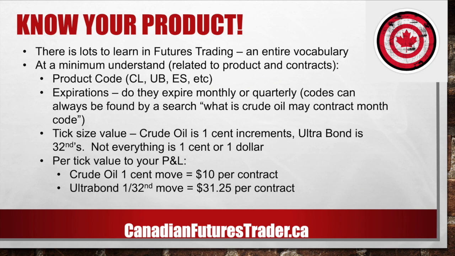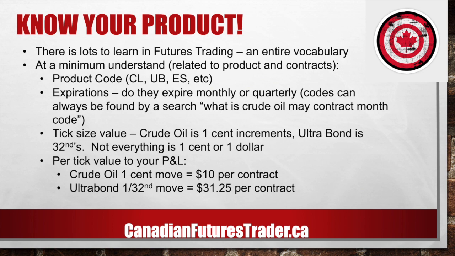Also, very important with futures contracts is know your tick size value. It is not universal. Crude oil, we just saw on that last screen, is in 1 cent increments that it trades in, and each of those increments represents $10 per contract. I have it written right here. Take the Ultra Bond, which I enjoy trading. It trades in 30 seconds. So not every product trades in 1 cent increments.